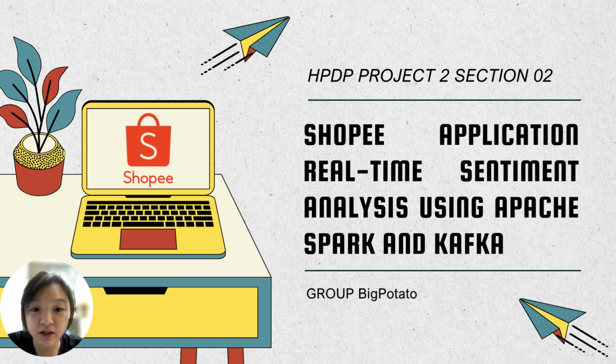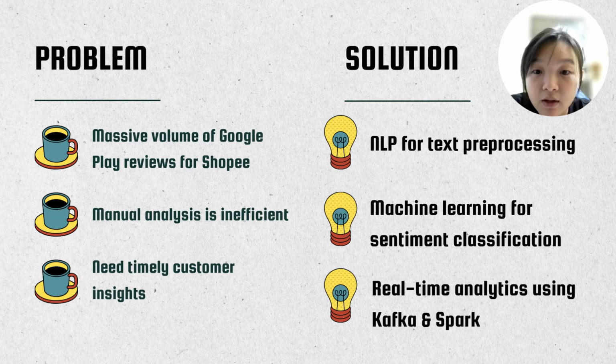Now our group will be presenting Project 2, titled Shopee Application Real-Time Sentiment Analysis, using Apache Spark and Kafka. Nowadays, Shopee Malaysia receives thousands of customer reviews through the Google Play Store, and these reviews provide valuable feedback on the user shopping experience, application performance, payment services, and overall customer satisfaction.